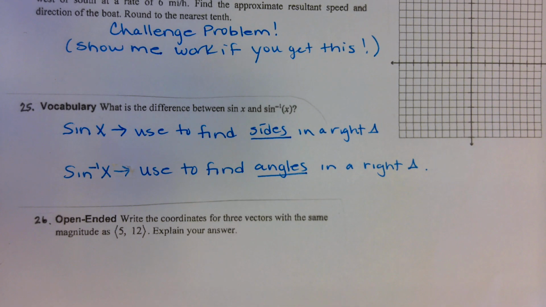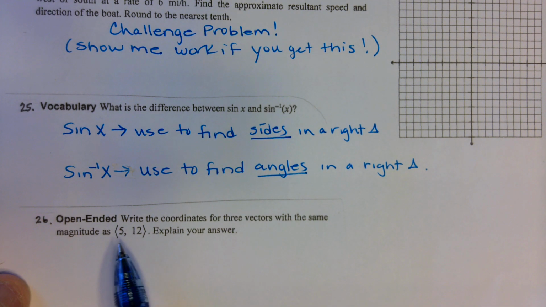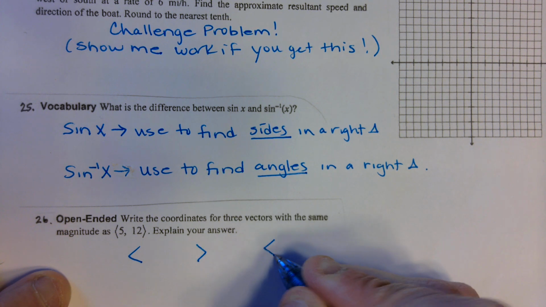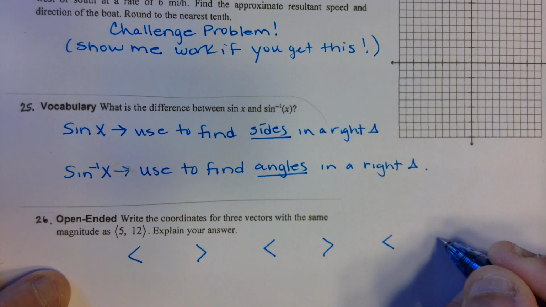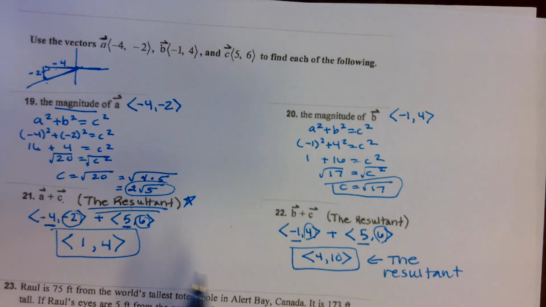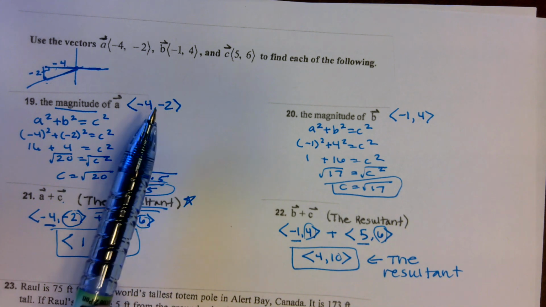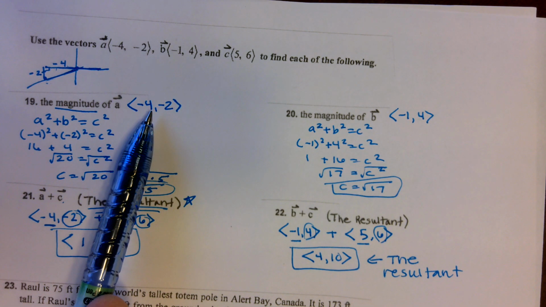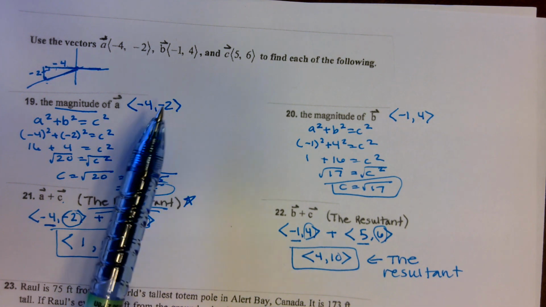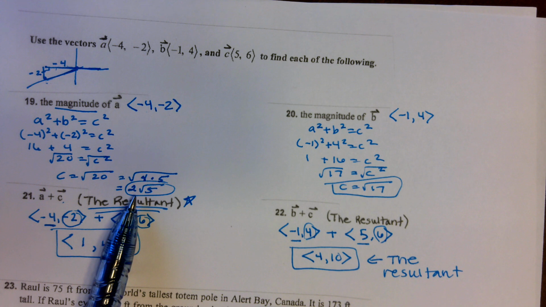Lastly, write the coordinates for 3 vectors with the same magnitude. Okay, so I want 3 more of these. I want 1, 2, and 3. And I want you to get the same magnitude. Now let's recall what magnitude was. Magnitude was when we took this coordinate and we got the magnitude. So I want you to tell me 3 other ones with the same exact thing where I'll get the exact same magnitude.